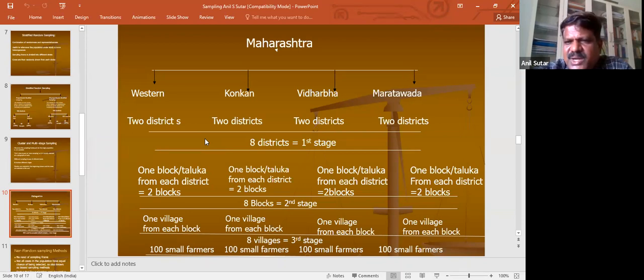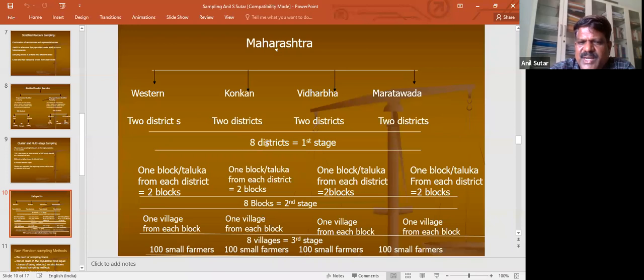Now my sampling is not done. It is the first stage. Then at the second level, what will I do? I will select one block or taluka from each district. So in Western Maharashtra, I have selected two districts, which means one taluka or one block from each district, so two blocks from the Western region. Similarly for Konkan. So at the second stage, I have selected eight blocks.